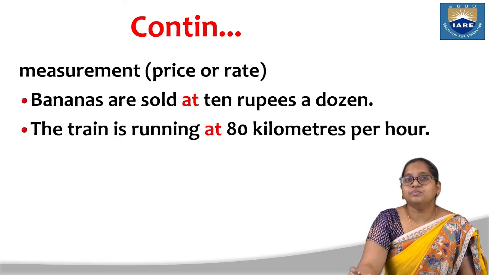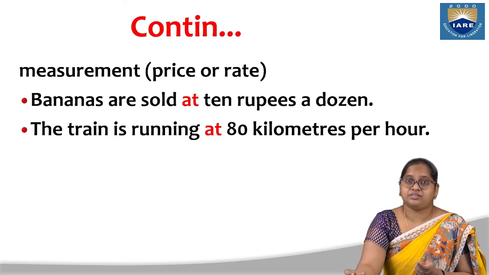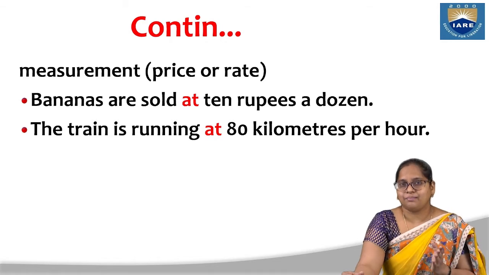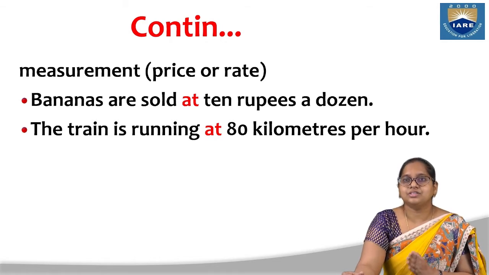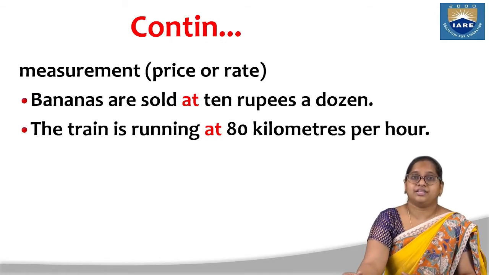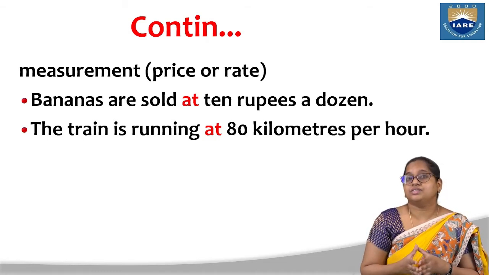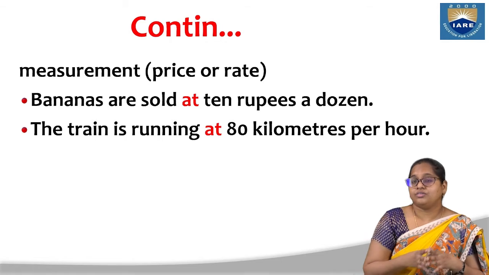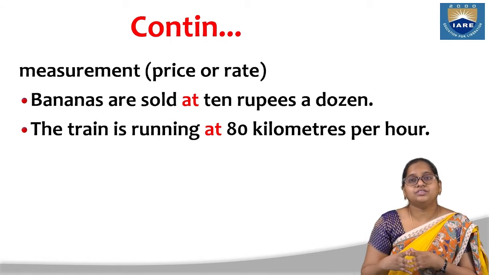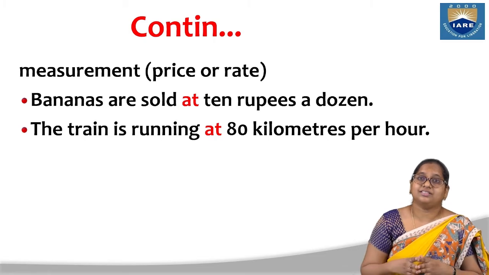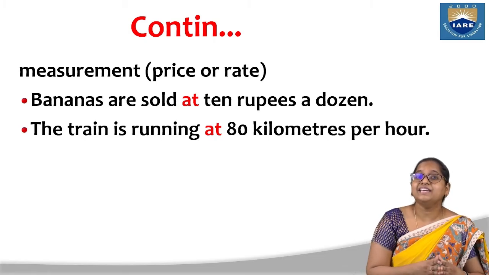Also, when you refer to measurements, when you use this price related or rate related, you can use the preposition at. For example, bananas are sold at 10 rupees a dozen. So when you're referring to measurement, or something related to price or rate, you can use at. And the train is running at 80 kilometers per hour.